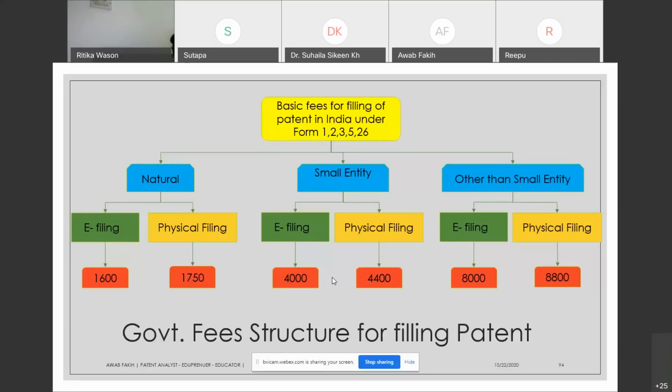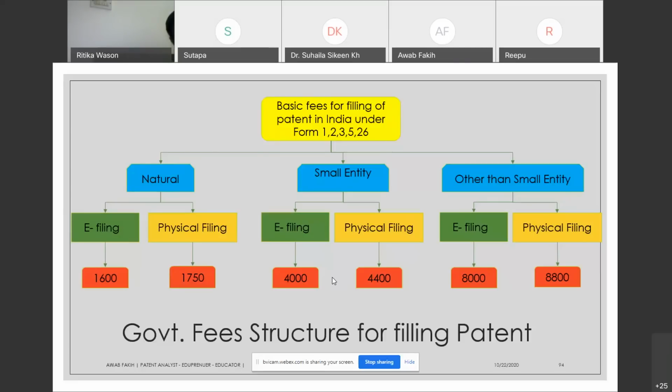The e-filing fee is approximately 1,600 rupees. And if someone feels, no, I want to go only for a design patent, I don't want to go into the working of the patent and so on, for a design patent the application fee is only 1,000 rupees. So these are the official government filing fees. Now someone will tell me, okay, tell us the complete details about the other forms also.